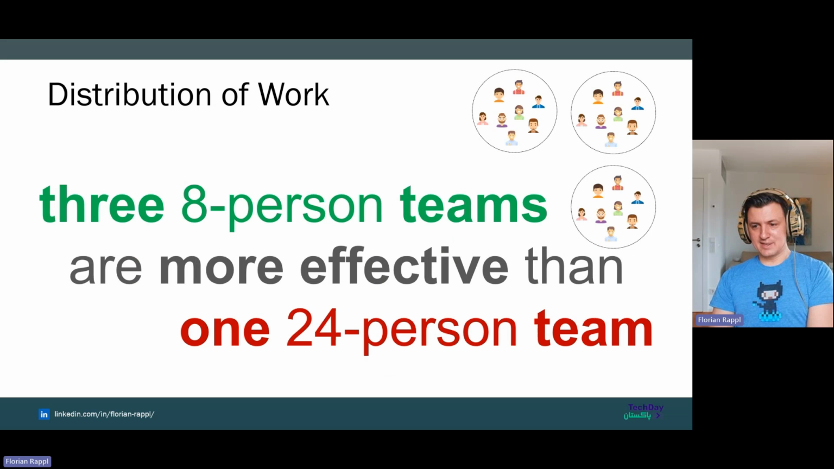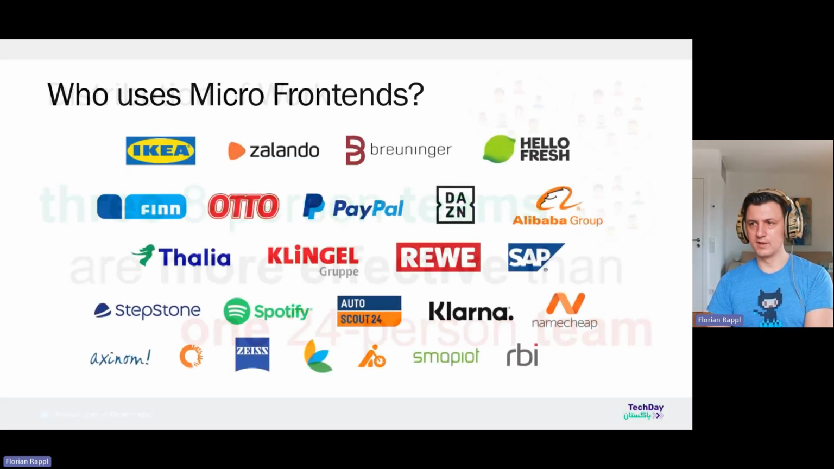So to summarize, it's all about the distribution of work, like with microservices, and the basic idea is that three eight-person teams are more effective than one large 24-person team. That, of course, only holds true if they are independent. If you need a lot of alignment between these three teams, it doesn't work.